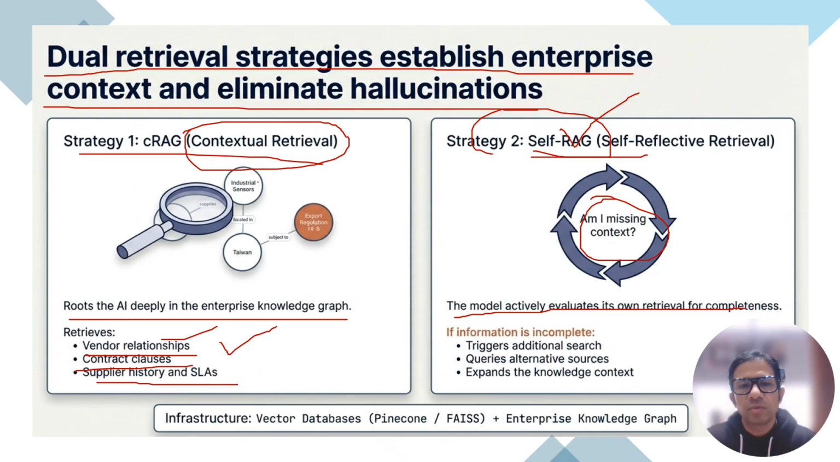See, this means it checks: do I have enough information to recommend a vendor? Do I have the contract clauses? Do I have risk signals? Do I have pricing benchmarks? And if not, it does something very important.